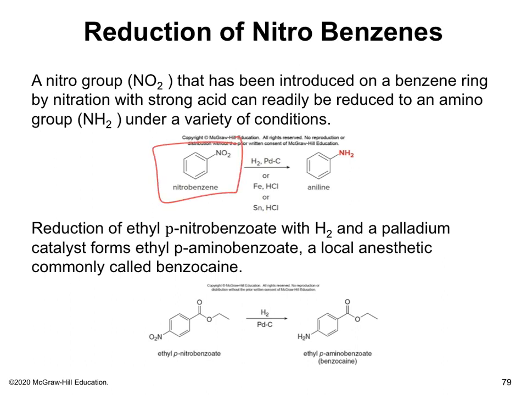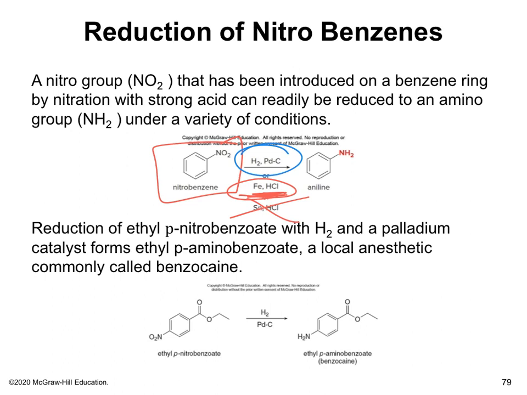Nitro groups can be reduced as well. These are some of the conditions. This is kind of like the Clemmensen reaction. HCl is your hydrogen source and iron. I would not use tin. Tin gets on the brain and it'll cause insanity. I've known people that have worked with tin and they lost their mind. So don't work with tin if you can avoid it.